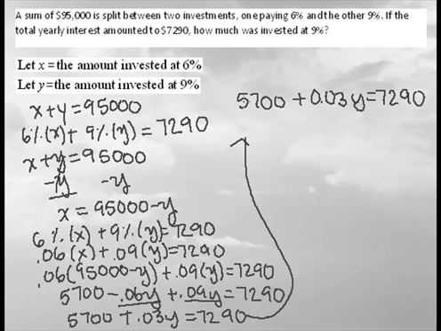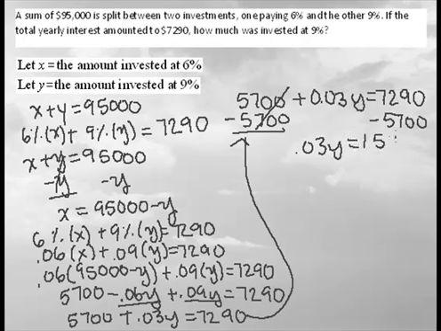Now we need to isolate the Y. For that we have to get rid of the 5,700. So let's subtract it from both sides. So that'll give us 1,590. Now the last step will be dividing by 0.03. That'll be 1,590 divided by 0.03 is 53,000.